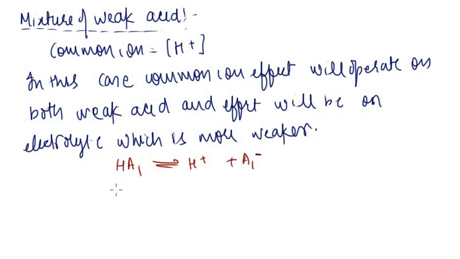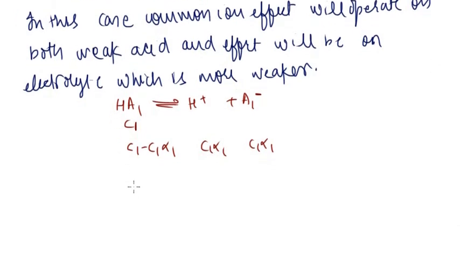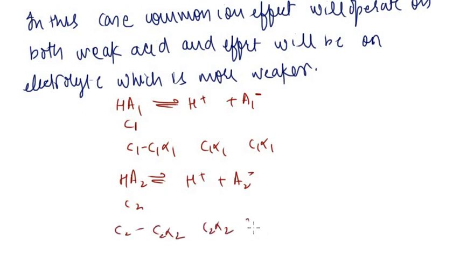So initial concentration was C1. Now after dissociating into constituent ions, it is C1 minus C1 alpha 1, and here it becomes C1 alpha 1, and here also C1 alpha 1. Now in the same container, we have another acid HA2. HA2 dissociates into H plus and A2 negative. So here it is C2, C2 minus C2 alpha 2, and C2 alpha 2 and C2 alpha 2. So here C1 alpha 1, C1 alpha 1, we will be adding both.